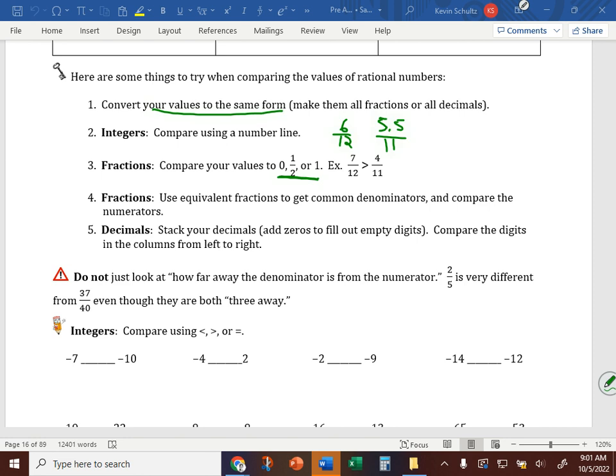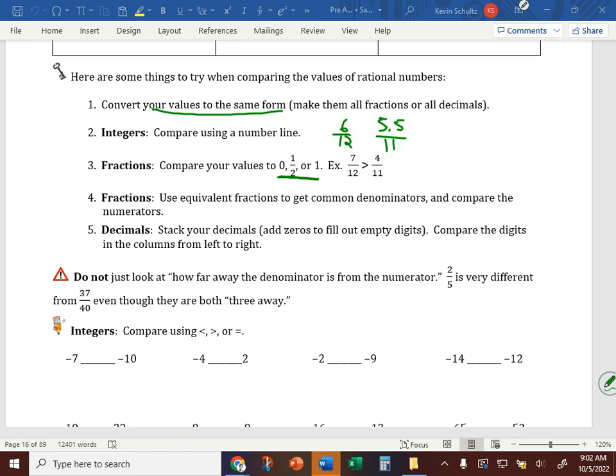Also, with fractions, you can use equivalent fractions to get common denominators. That's probably the way that you were first taught growing up, right? Get those common denominators and then compare the numerators. And then decimals, I'm going to show you something called the stacking method, which the Gambino probably showed you last year, but just to kind of review that, okay?